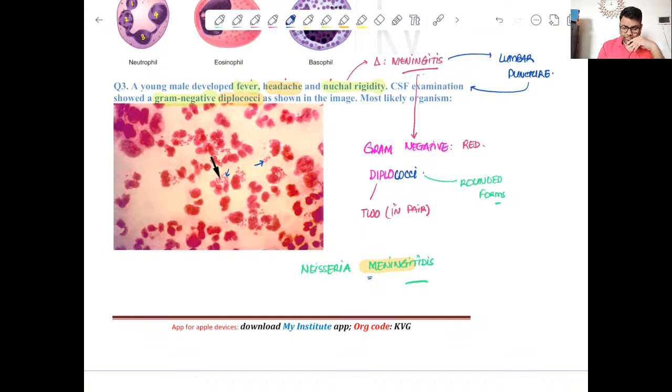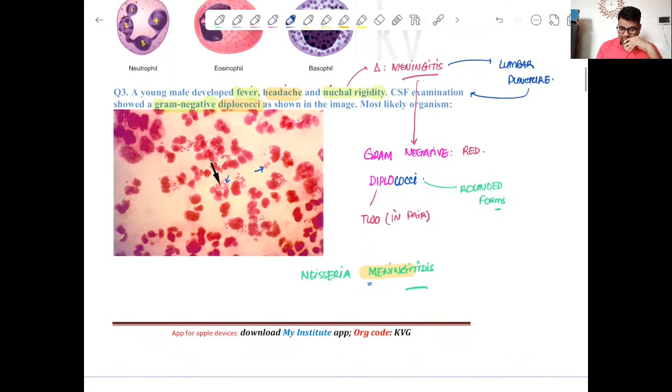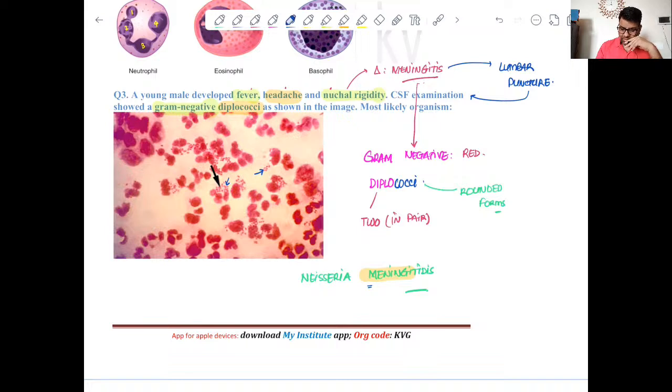Now one more important thing, in terms of morphology, sometimes they can ask you what is the appearance of Neisseria meningitidis? So you can remember it like this: just draw an M first and then you can draw the bacteria like this. Clear? So what I want to show you is that it looks like a half moon. So the bacterium is like this. There are two bacteria and their adjacent surfaces are flattened. Okay, so the adjacent surface is flattened.